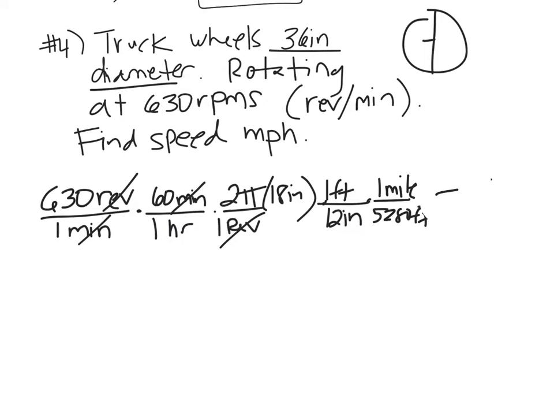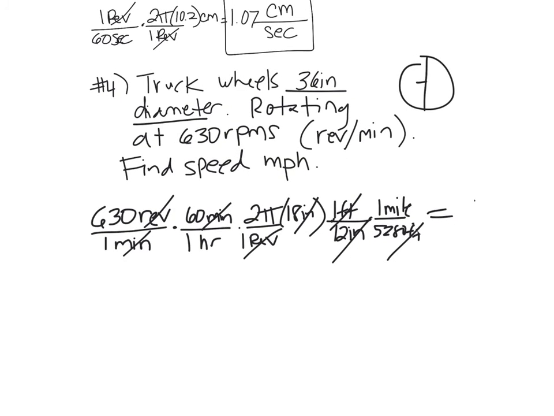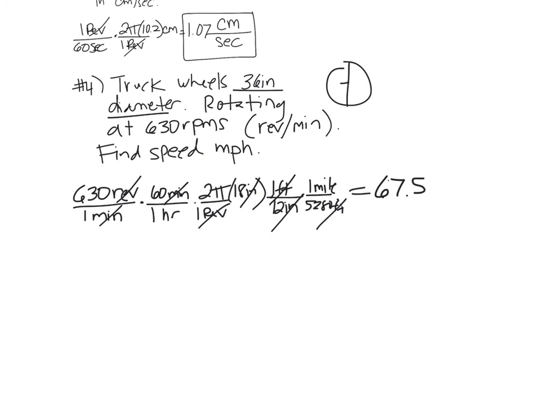Okay, so are we there? Let's see. Inches reduced, feet reduced, and guess what? I have miles per hour. So let's go ahead and find out how fast this truck is rolling along. So we're going to go with 630 times 60 times 2 pi times 18. And then we're going to divide that by parentheses 12 times 5,280. I got, what'd you get? 67.5 approximately miles per hour.